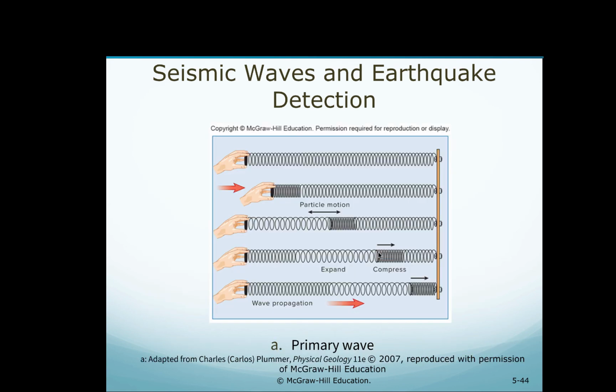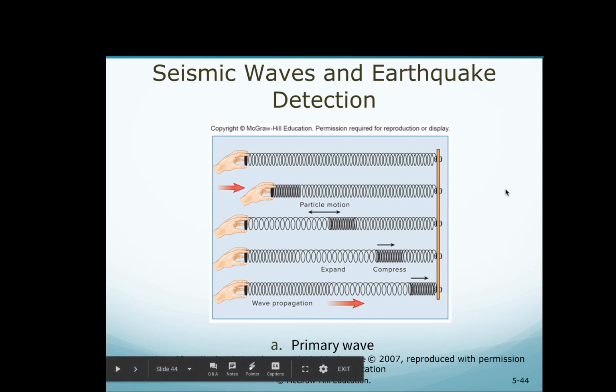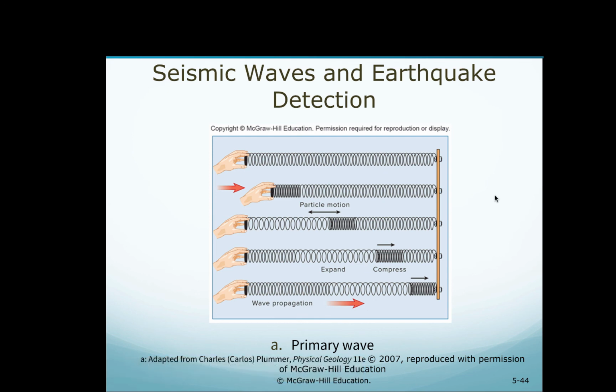Seismic waves and earthquake detection. If you were to put a slinky and bolt it to something solid and begin to play with it, there are things called the primary wave, where the wave would move from here. If you pushed it in, it would move from here to there, to there, to there.